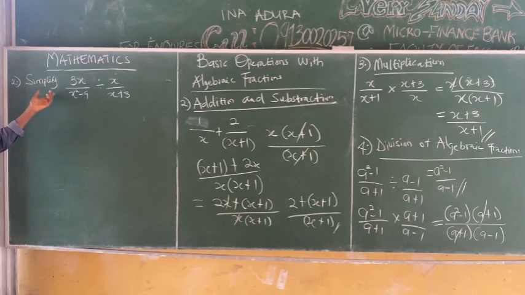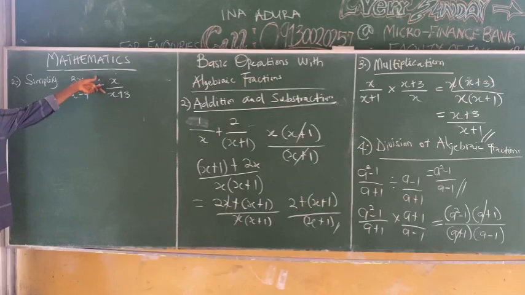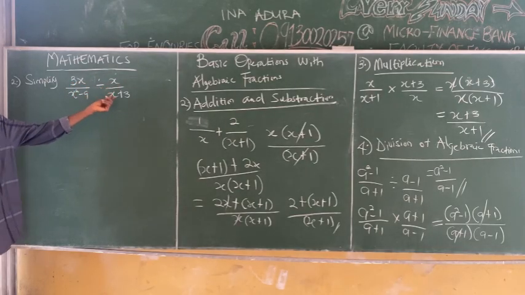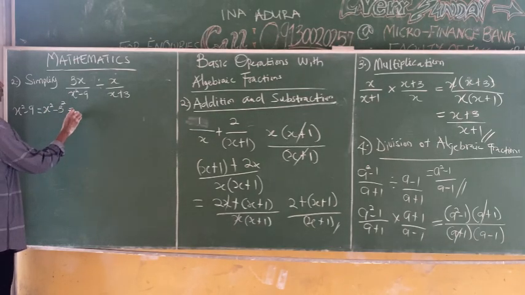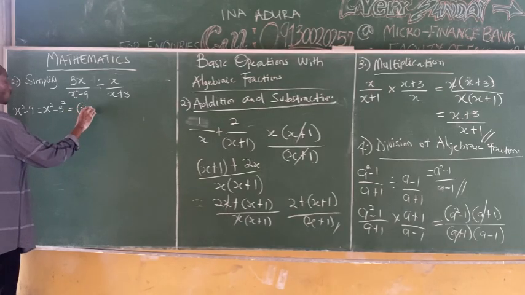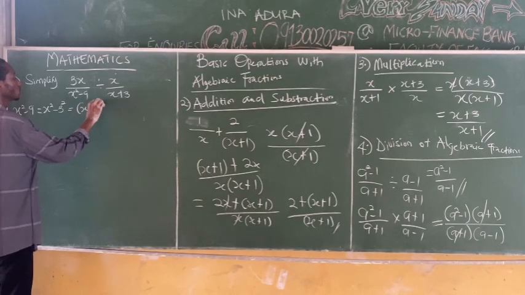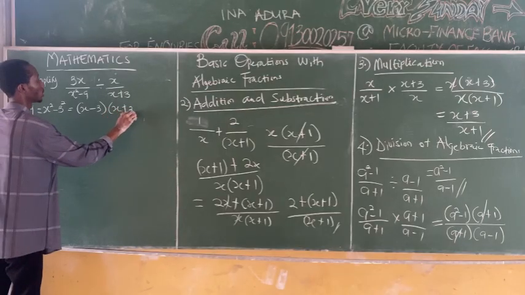Question 2 says simplify 3x divided by x squared minus 9, divided by x all over x plus 3. Now what you need to do is first you simplify this, you break this down. x squared minus 9 is the same thing as x squared minus 3 squared. From difference of 2 squares, we have that this is equal to x minus 3 into x plus 3.